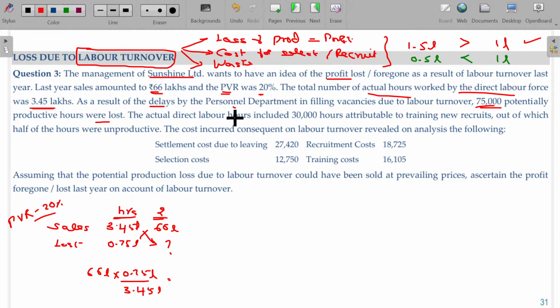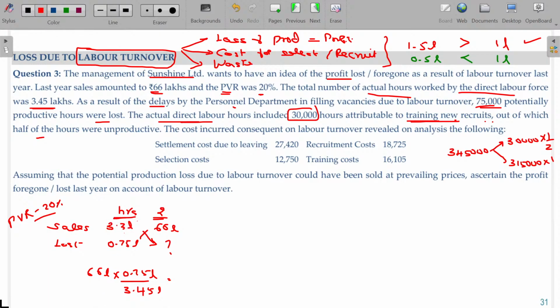Now, one more thing before we do. The actual direct labor hours included 30,000 hours attributable to training new recruits. This actual 3.45 lakhs includes 30,000 hours training new recruits, out of which half of the hours were unproductive. So naturally, what about the productive hours? 3,15,000 is productive to full extent, and this 30,000 is productive to half extent, so 15,000. Then this will be 3,30,000 only. Clear?